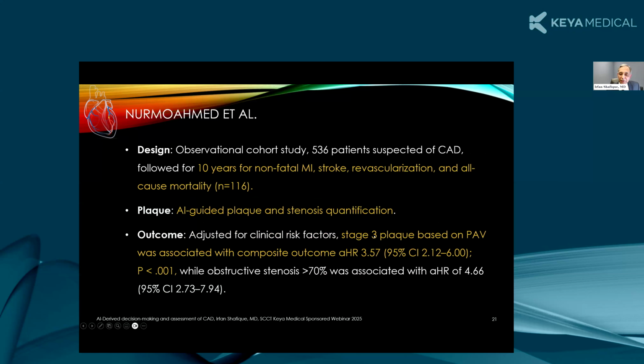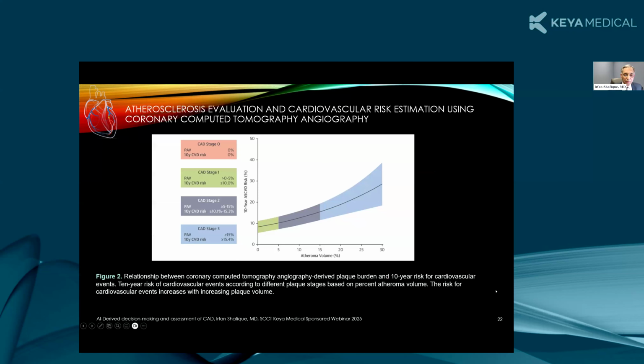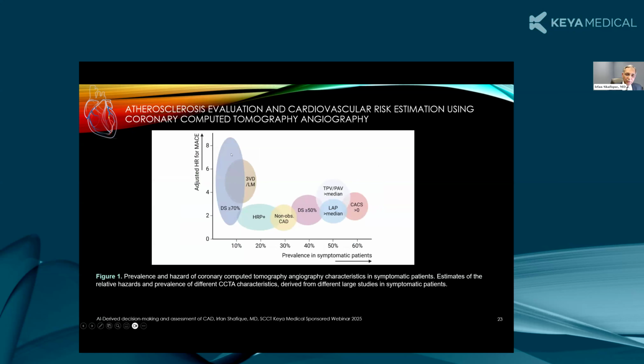It's very interesting. It showed that stage 3 plaque, based on plaque atheroma volume, was associated with a composite outcome adjusted hazard ratio of 3.5. So that is quite significant. And you can see here in the graph also, patients who have plaque atheroma volume greater than 15% have a higher 10-year cardiovascular risk. And these are all the studies that show the different plaque characteristics in these patients. And of course, coronary stenosis is one of the top factors, which will tell you the risk of MACE in these patients.